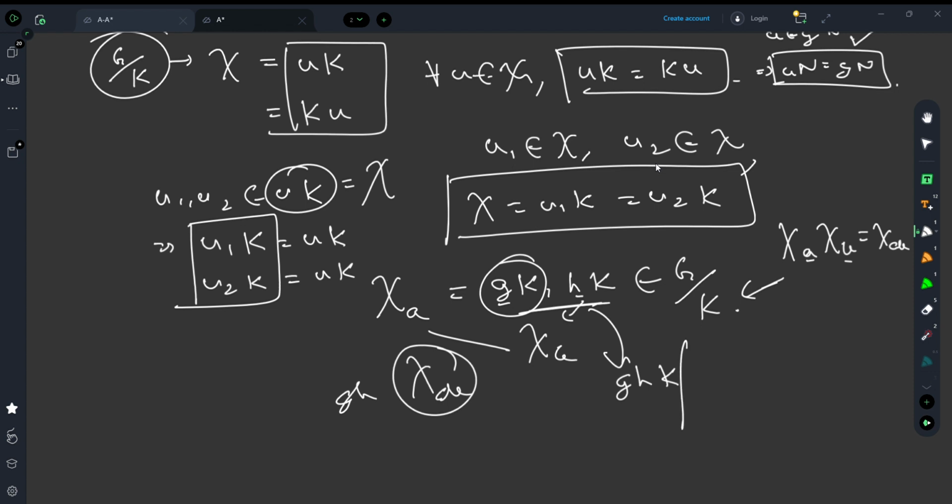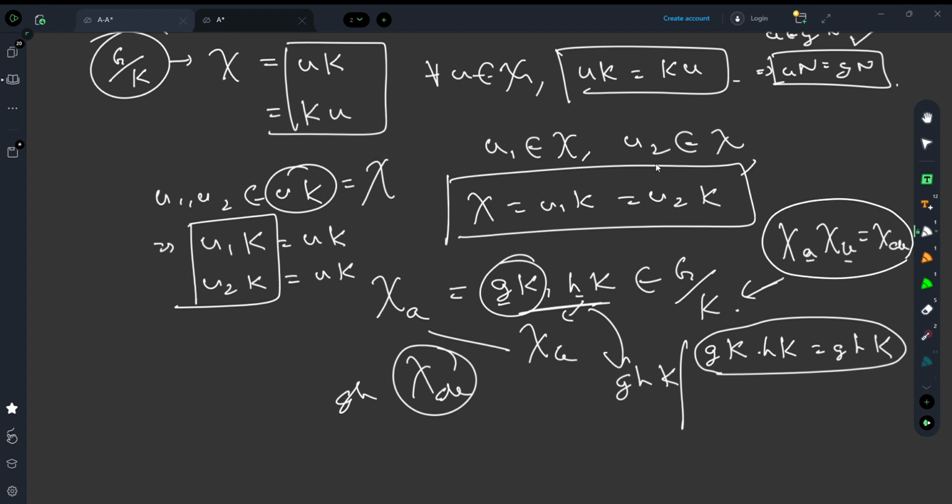So if I consider this operation GK dot HK to be GHK, it's a well-defined operation, and we have also already seen that this operation defines the quotient group to be a group. So indeed this gives a group structure to G mod K as well, right? You can also check whether this operation is well defined or not, but I will leave it as an exercise.